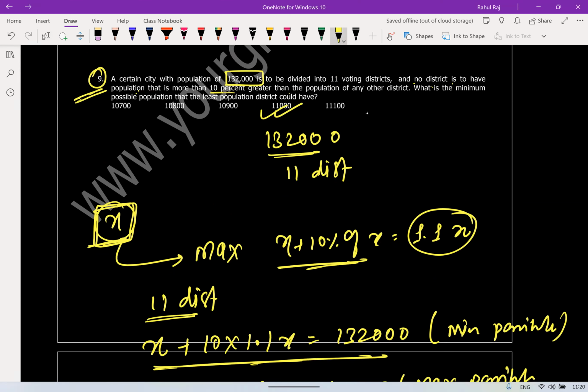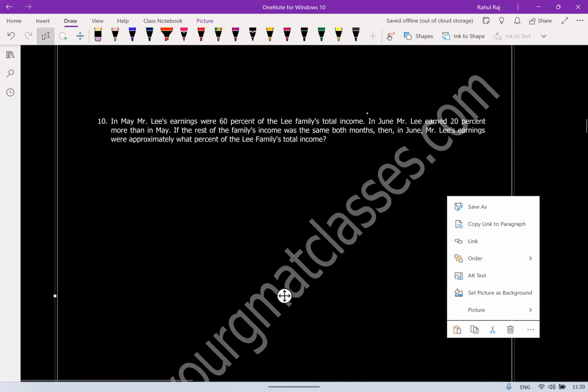This is 11x plus x, 12x. 12x is equal to 132,000 and x is equal to 132,000 by 12. That is nothing but 11. I hope I'm clear. Pretty simple one. Question number 10, please.